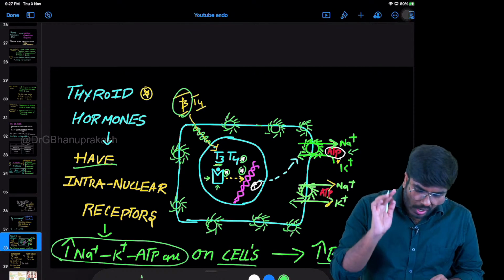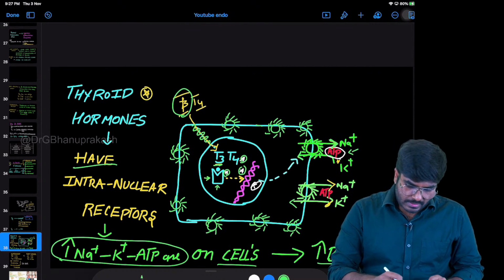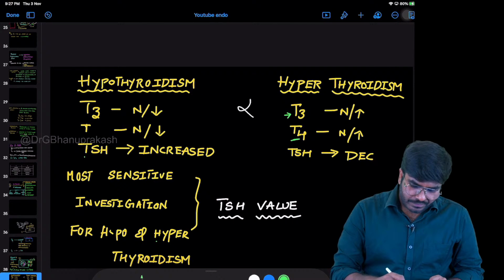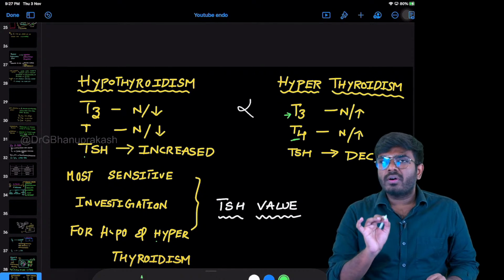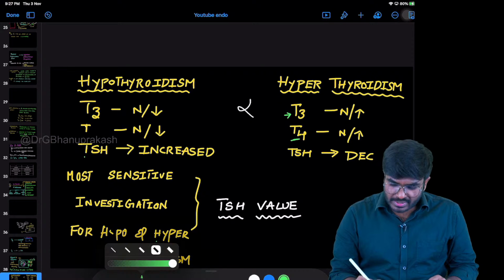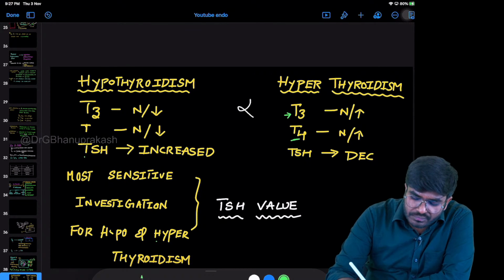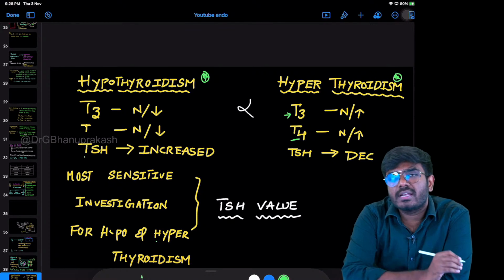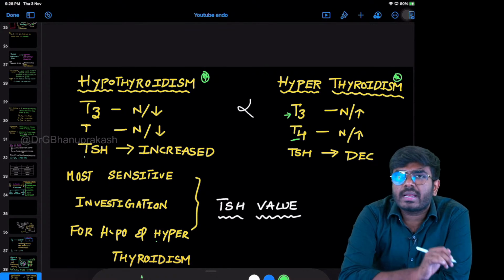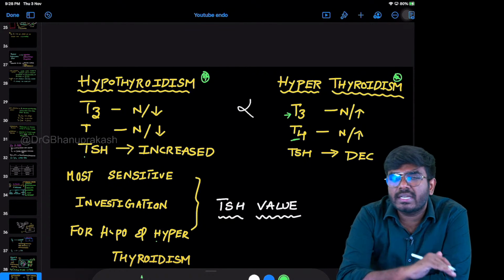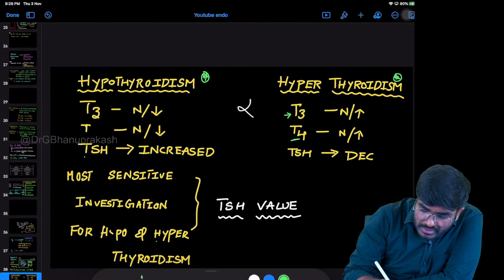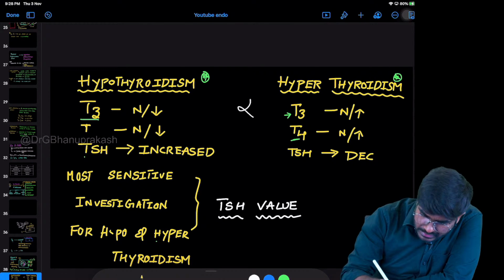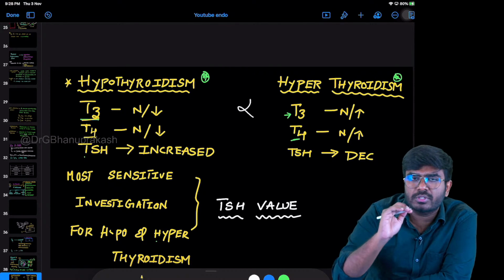Okay. Now, after this, let's discuss one important point, especially for your exam. Sir, hypothyroidism and hyperthyroidism, what is the difference between them? In the name itself, it's there. Hypo means less amount of T3, T4. But whenever you look at the T3 and T4 levels, I'm just showing you T3 and T4 levels in hypothyroidism. Let's first take hypothyroidism.